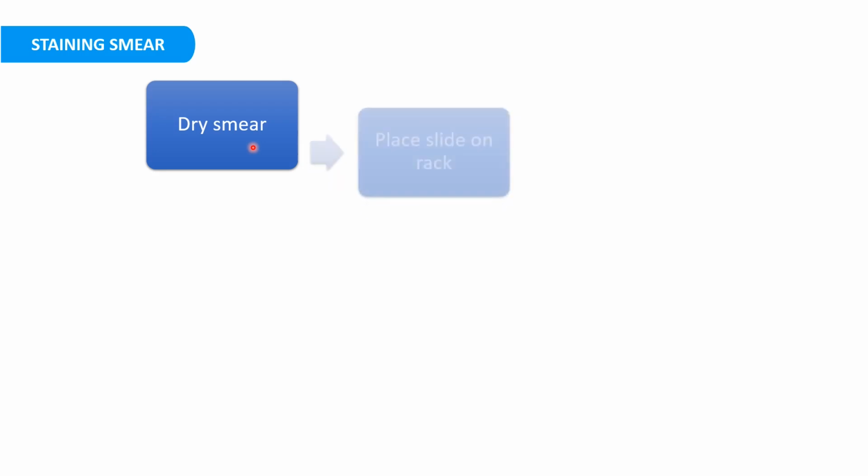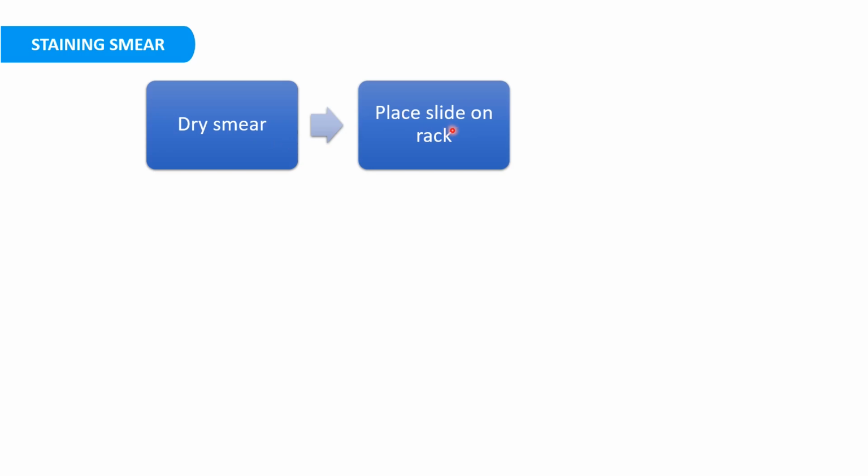So now after making the smear, we have to stain the smear. So what are the steps? Number one, dry the smear. So the smear that you have formed need to be dried first. It should be completely dried. Not a single wet spot should be found on the smear. After completely drying the smear, then we have to place the slide on the rack. The rack that is provided to you, you should place the slide on the rack.